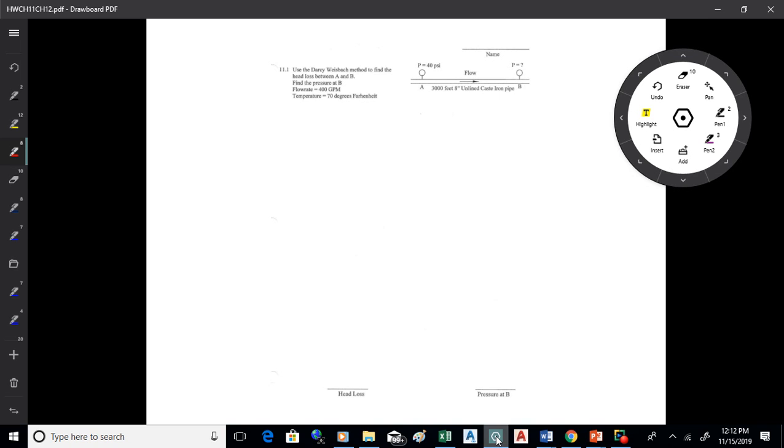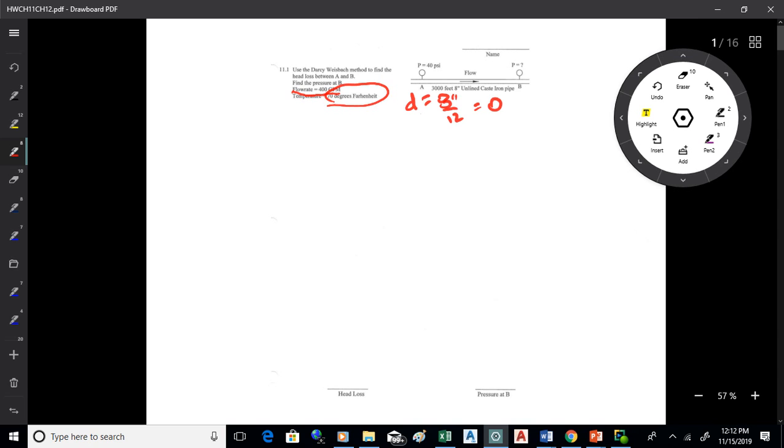This is going to be a Darcy-Weisbach one, so it's a little bit more involved perhaps than the Hazen-Williams. What we got here: the flow is 400 gallons per minute, the temperature is 70 degrees, and the pipe size is 8 inches. We take the 8 inches, divide it by 12, and you get feet, because that's how you want to look at pipe sizes in this Darcy-Weisbach method. So that'd be 0.667 feet.